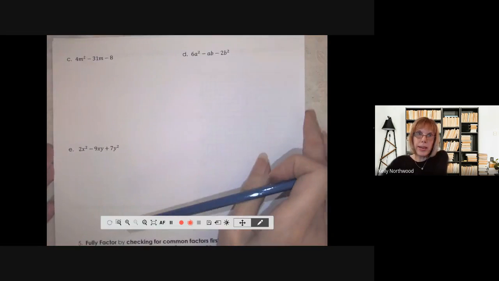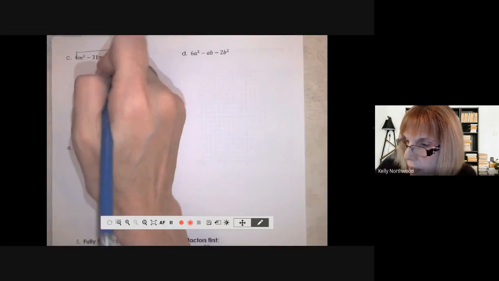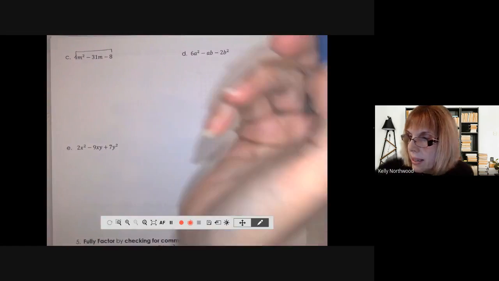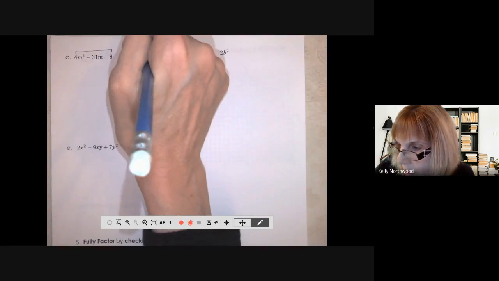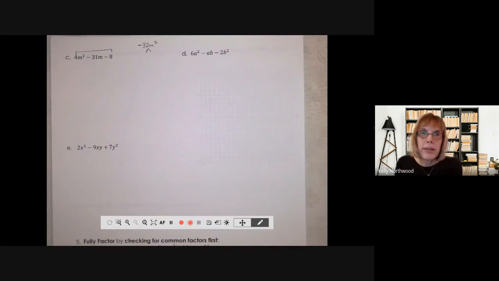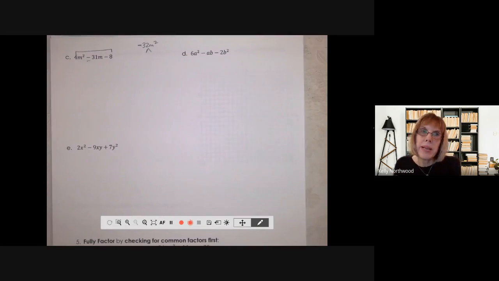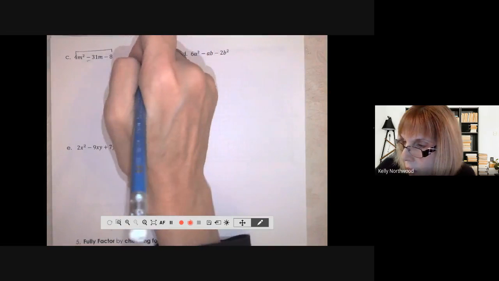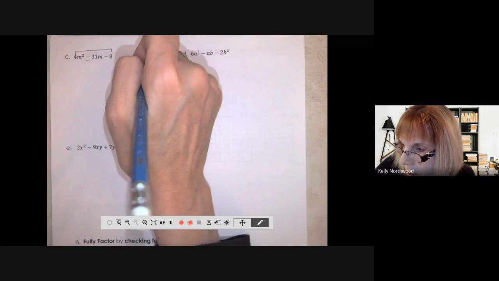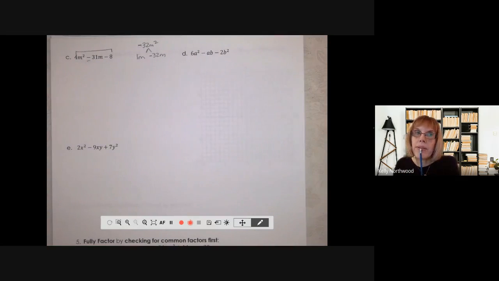Okay, for C, we have negative signs, but we also have a different variable other than x. Still have the same first step. 4m squared times negative 8 is negative 32m squared, and we want to add to negative 31m. So if we're multiplying to a negative and adding to a negative, the bigger term needs to be negative. So if we do 1 and 32, the bigger one, the 32, has to be negative. And it turns out that 1m plus negative 32m is negative 31m.